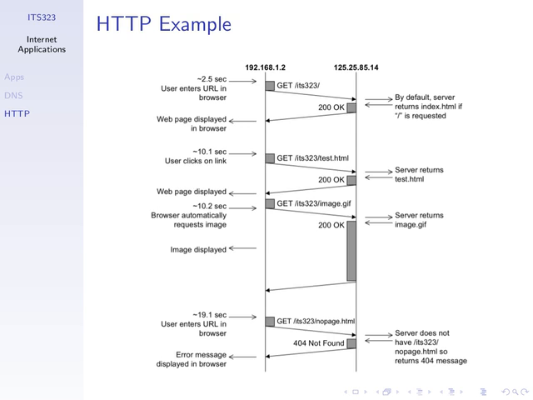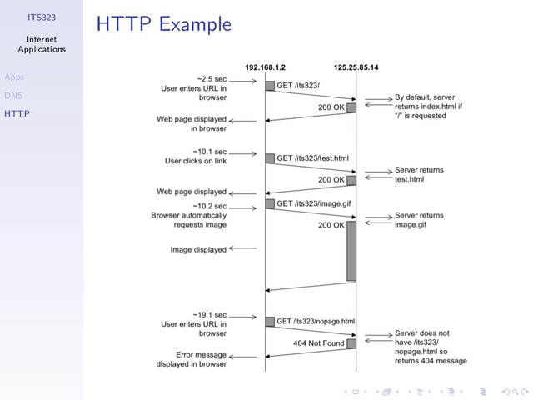Then sometime later you click on a link inside that page. The page is displayed on your browser, you read the page, click on a link, and that triggers another request for the page that was linked to. You click on a link to test.html and your browser sends a request for that page. The server sends back the page and it is then displayed on your web browser.